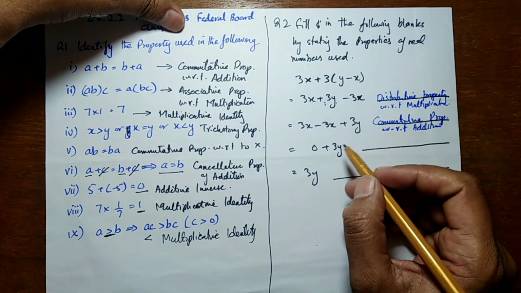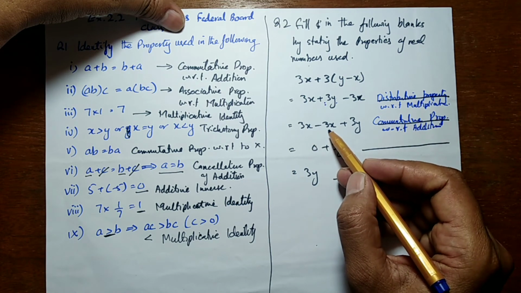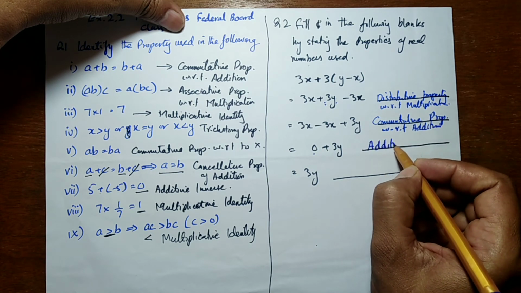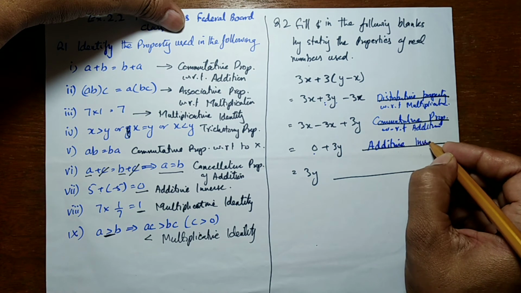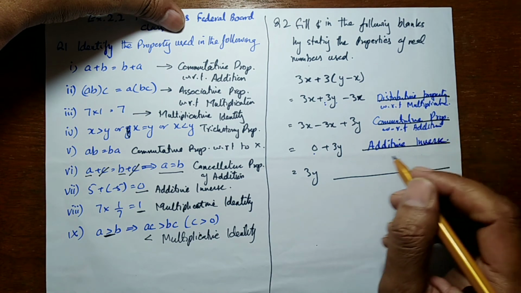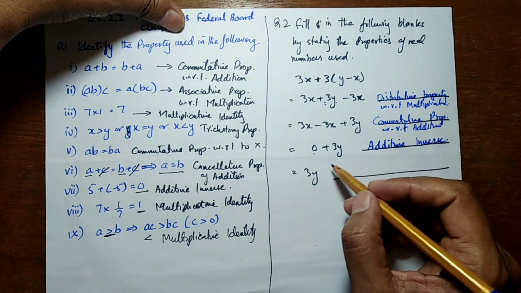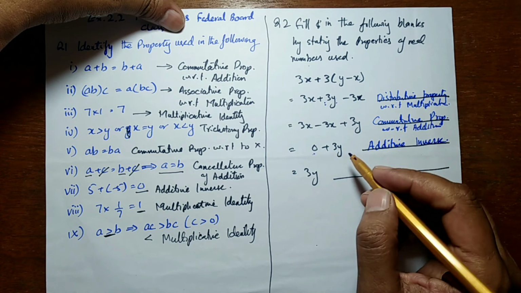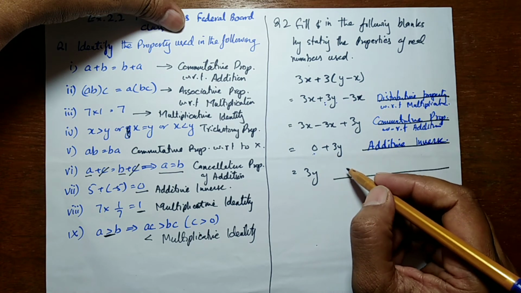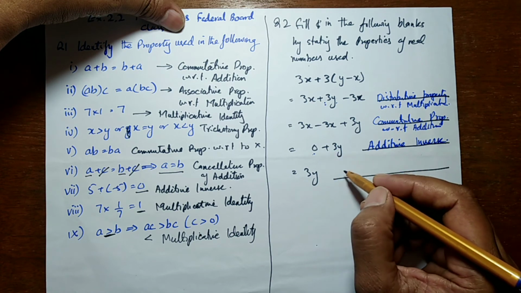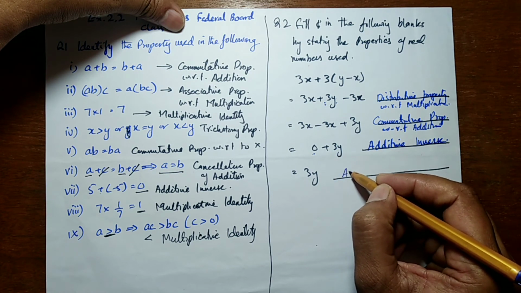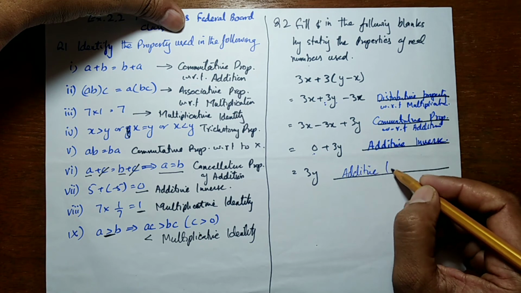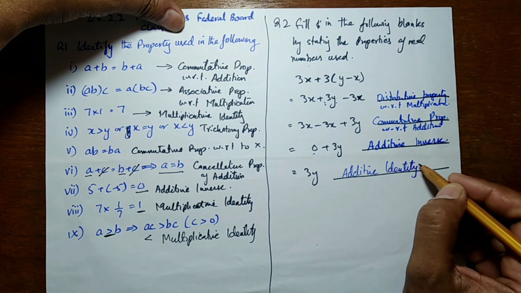Okay. Now when a number is added to its own additive inverse, the answer is 0. So what property is used here? Additive inverse. Okay. So now when 0 is added to 3y, so 0 is called additive identity. So when 0 is added to 3y, the answer is again 3y. So additive identity is applied.